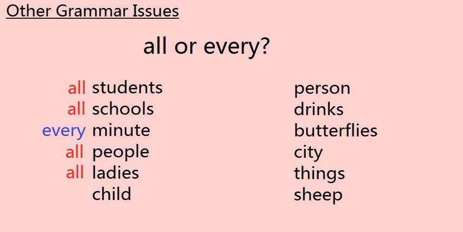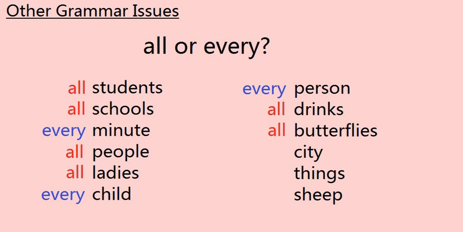All ladies, every ladies. That's all again. Then all child or every child? Every child. All children. All person or every person? This is a singular, so it's every. All drinks, every drinks. All drinks. All butterflies, every butterflies. All butterflies.